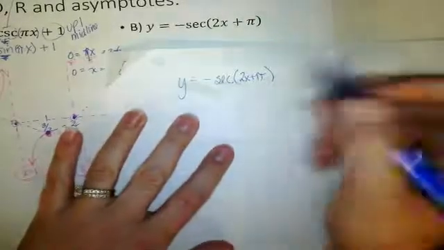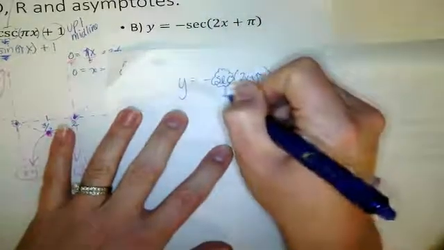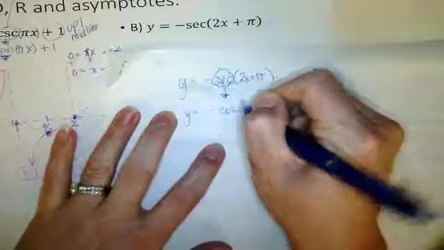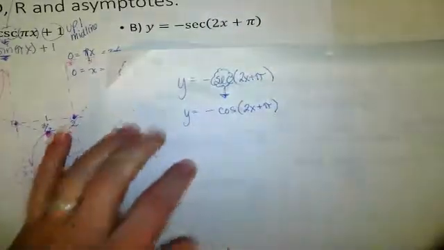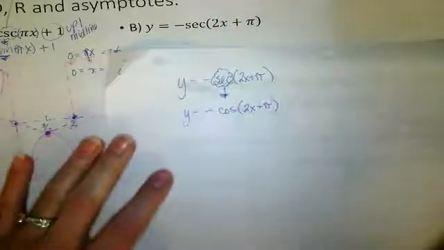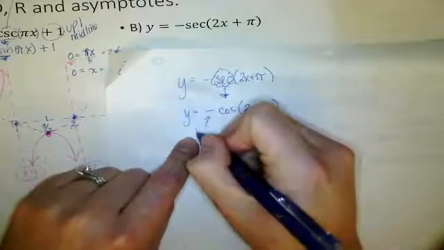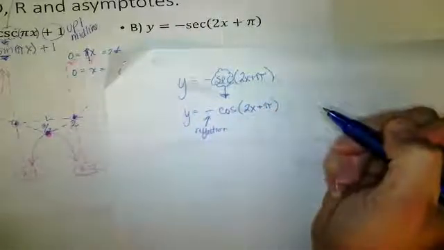Which function are we going to graph? Because I don't know secant offhand. 1 over cosine. So we're going to graph cosine by hand. We'll talk about plugging that in our calculator in just a minute. What does this negative do? It's a reflection. Very good. And so this is the reflected cosine song.